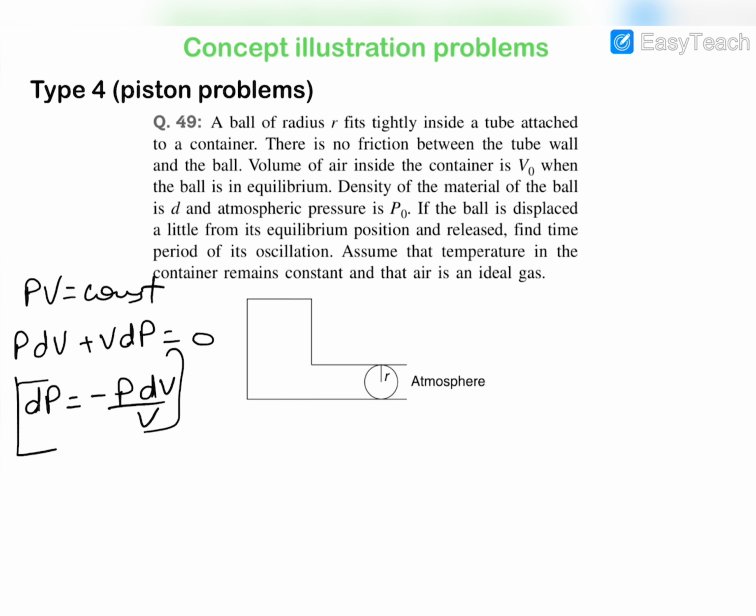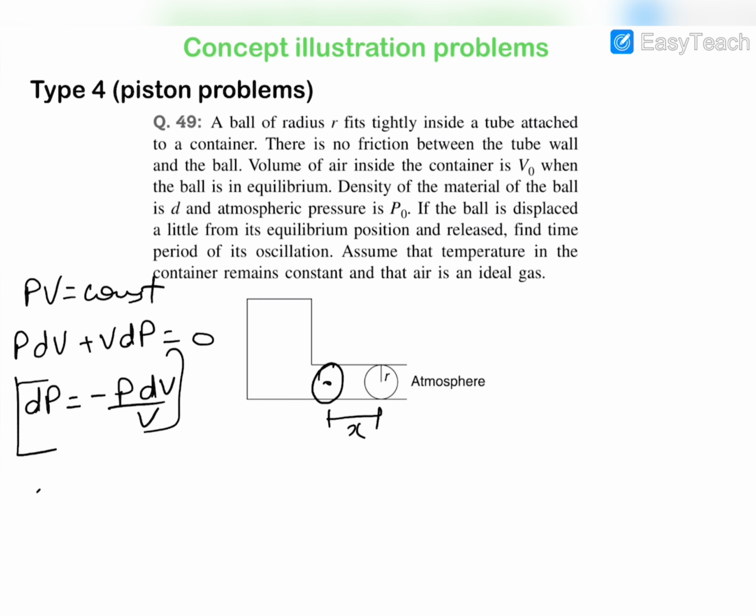And as the ball will be displaced, let's suppose the ball is displaced inside by a distance of x. So this ball compresses the air inside the vessel, and the pressure of the air becomes higher than the initial pressure, and therefore air applies a pushing force on the ball, due to which that ball performs SHM.